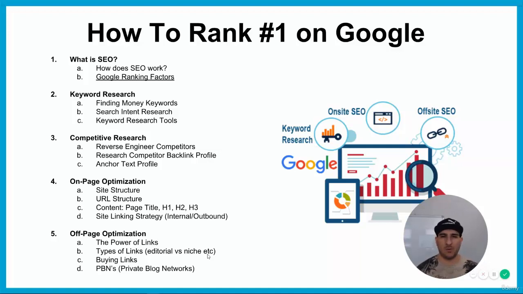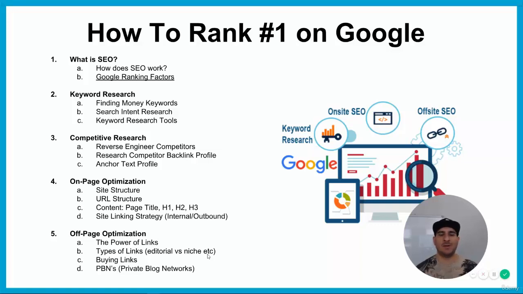You have Yahoo and Bing, and they still do have some traffic, and the factors are going to be pretty similar there. But because Google is the #1, it's going to be a little bit more stringent, with a little bit more factors that come into play when it comes to ranking on the first page. So we're going to go through the different Google ranking factors.